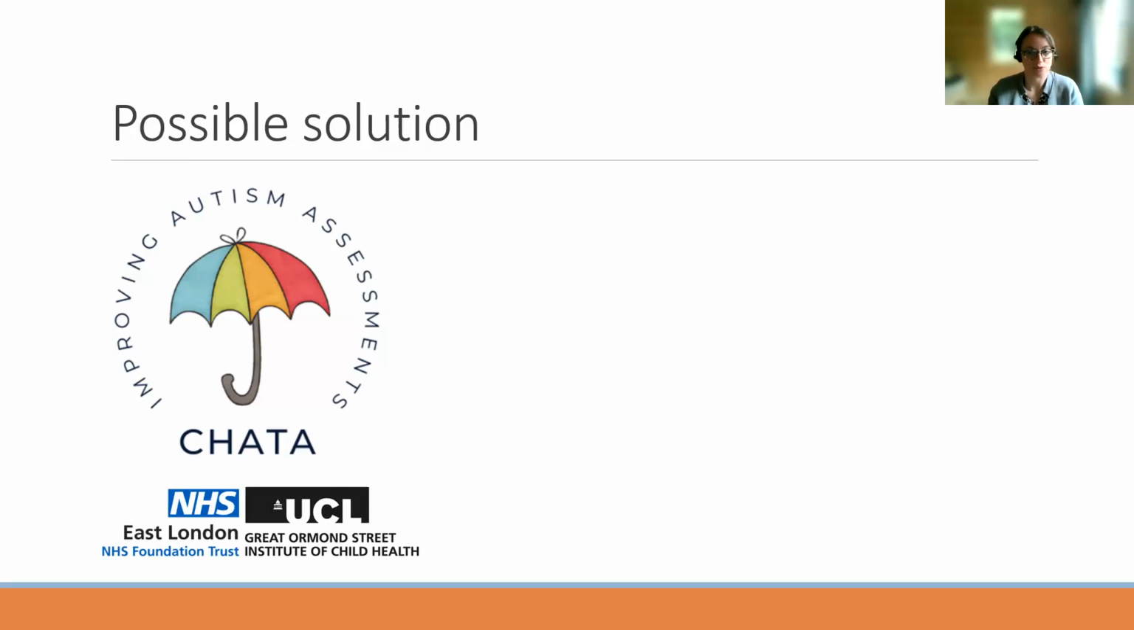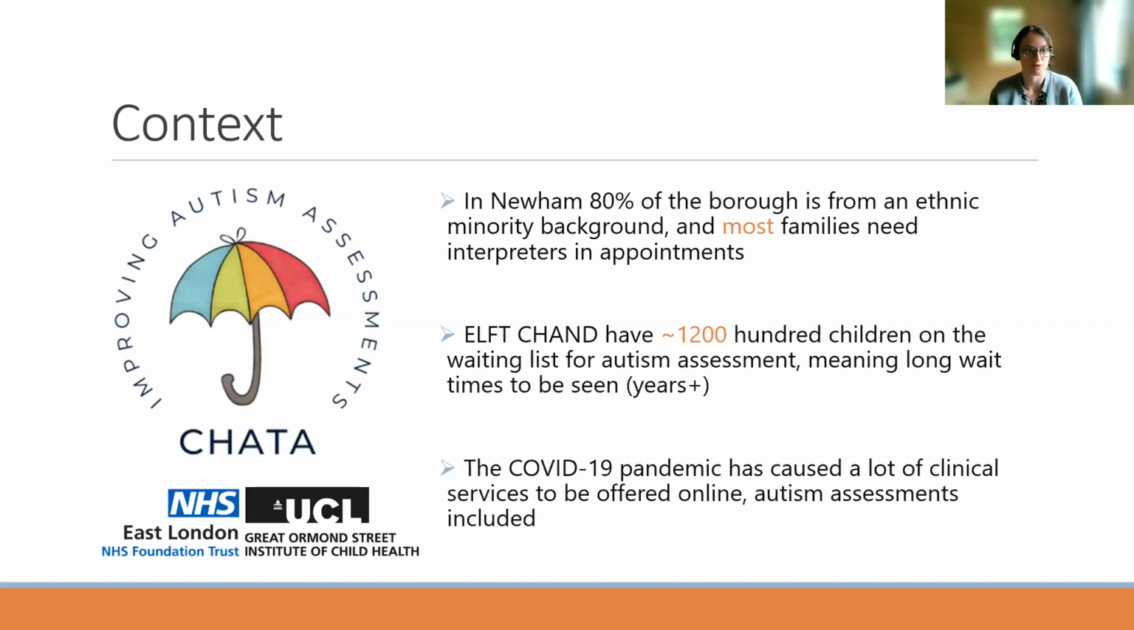Chatter stands for Children's Autism Technology Assessment, and it's a project funded by a private donor called Patrick Poole, and it's a collaboration between an autism diagnosis service in East London, in Newham, and the Institute of Child Health at UCL. The reason why there's an umbrella in our logo is because Chatter means umbrella in Bengali. And it's really important to understand the context within which the Chatter project is operating. I said it was in Newham, which means that 80% of the borough, and that's the population attending services, is from an ethnic minority background.